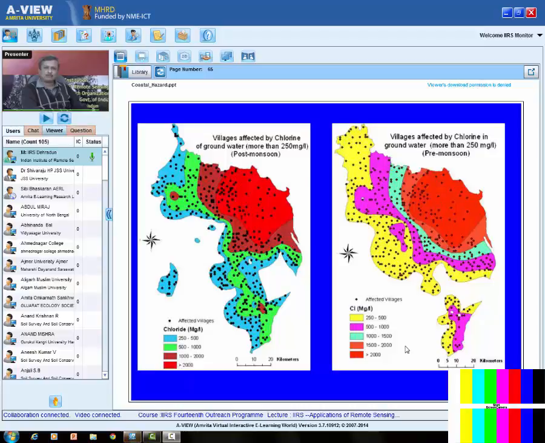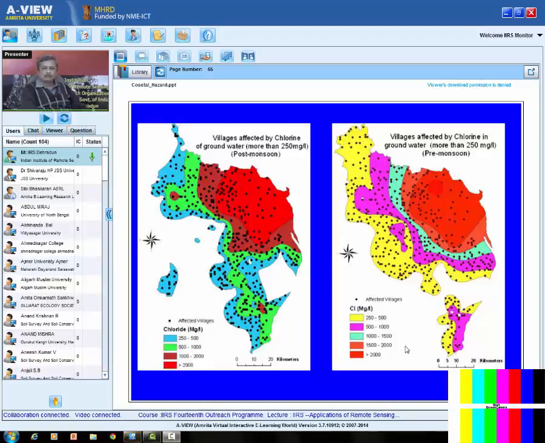is again more than 250. This is post-monsoon, this is the pre-monsoon, and the dotted lines are the locations of the villages. This has been put to show you which villages are coming under greater than 2000 mg per liter, 1000 to 2000, then 500 to 1000, 250 to 500. How many villages are coming within this in the post-monsoon and the pre-monsoon? Definitely the number of villages will be changing with time.